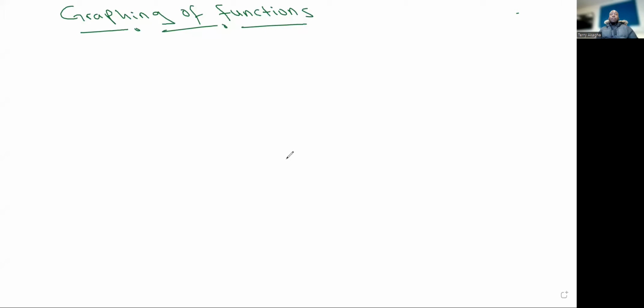So we're talking about graphing of functions, okay? This is going to be a continuation of some of the graphing as well. I'm going to give a general overview, and for some of the graphs, we're going to be talking about how to sketch them. We've done that in previous videos, so I'm going to just focus on some of the graphs I've not talked about here, okay?